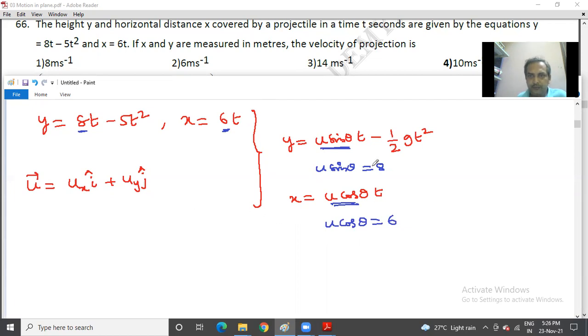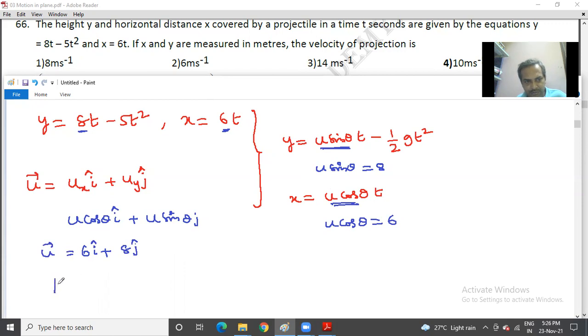Then what you can write is ux is equal to what? Horizontal component, you got that u cos theta i cap. Vertical component is u sin theta j cap. Now u cos theta is 6i, u sin theta is 8j. This is in vectorial form.